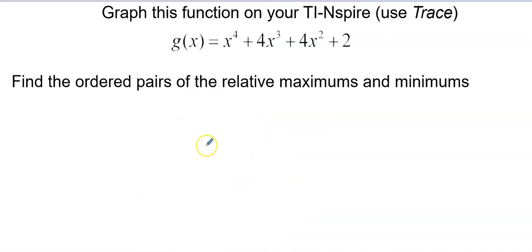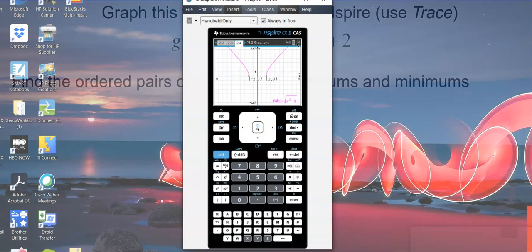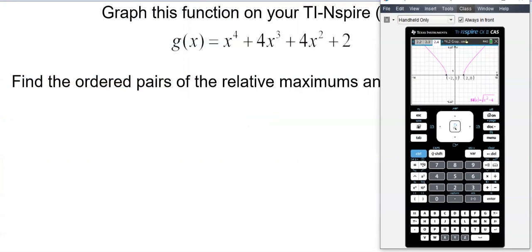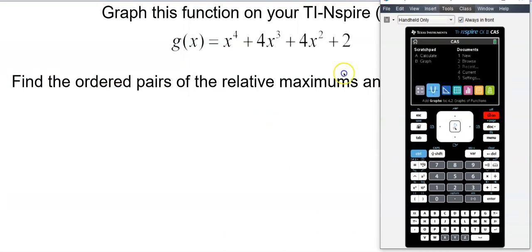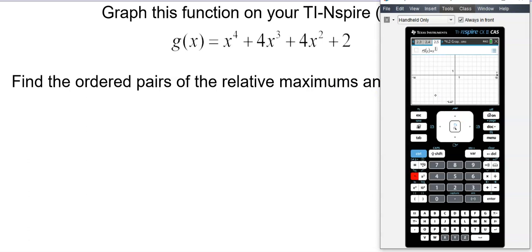Let's just look at a couple examples, and we're going to look at that from the graph mostly here. So let's go ahead and graph this one. Let's get our calculator out, and we're going to hit the home key, go to a graph, and x to the fourth plus 4x to the third plus 4x squared plus 2. And that's an okay window, but I'd like to get that a little bit bigger here.